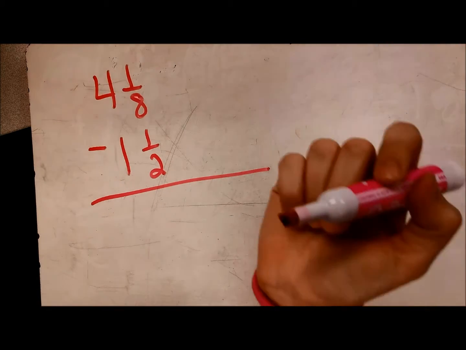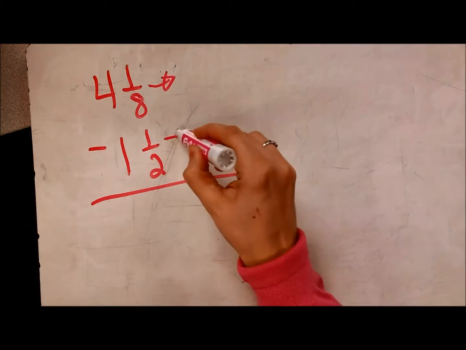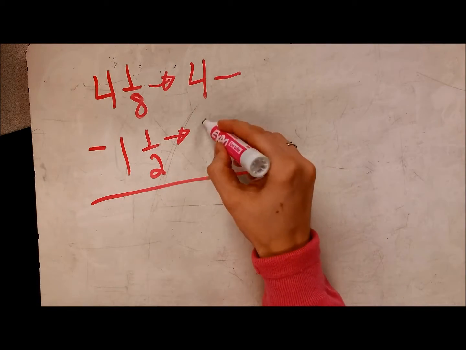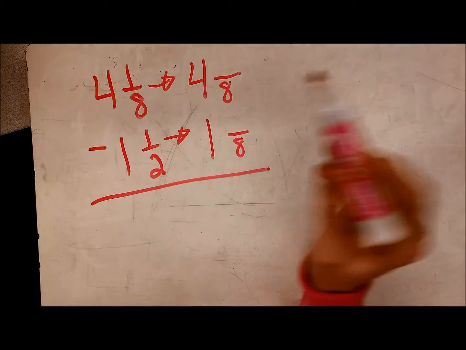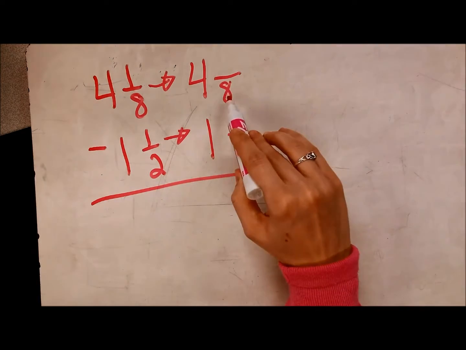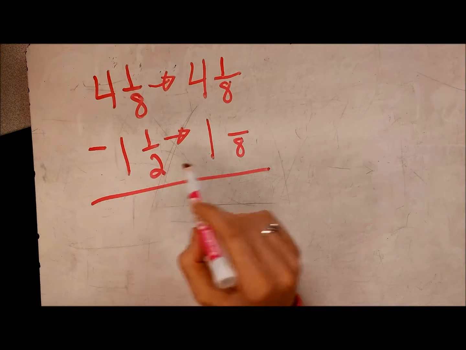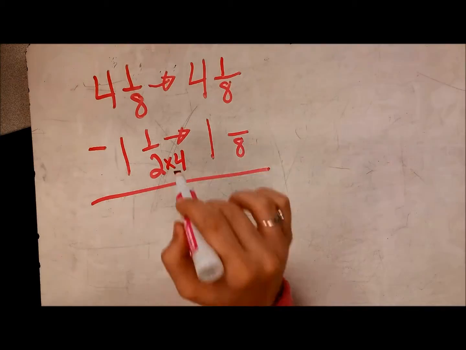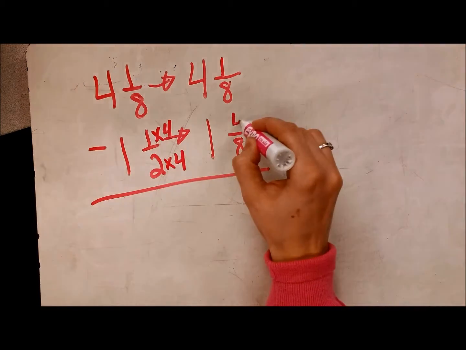Okay, so your first step is to find a common denominator. Your least common denominator between an 8 and a 2 is 8. You don't have to do anything to an 8 to get an 8, so you copy your numerator. To turn a 2 into an 8, you multiply by 4. If you do it to the bottom, you have to do it to the top, making it a 4.